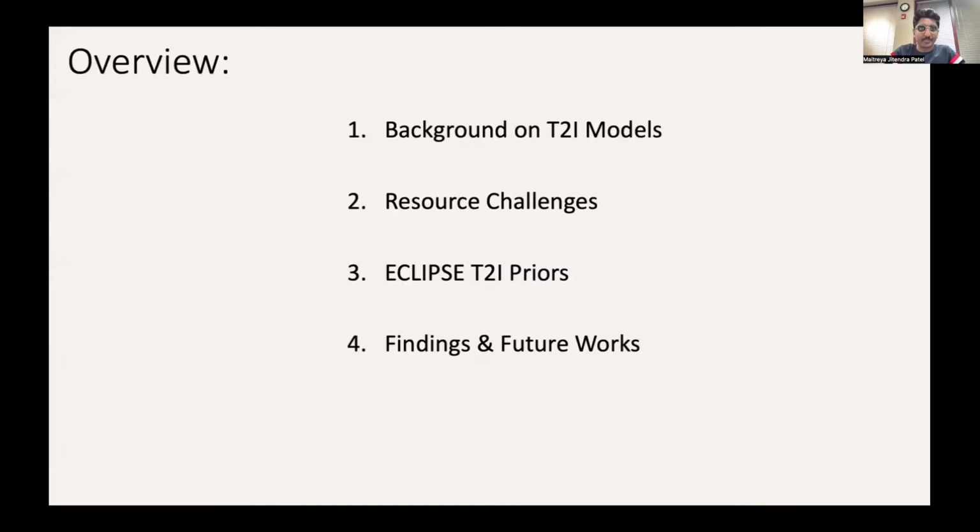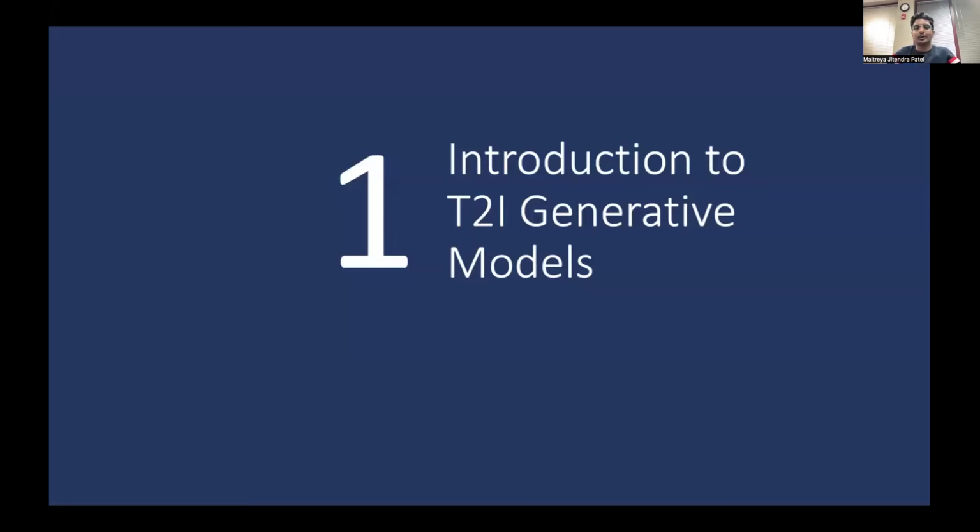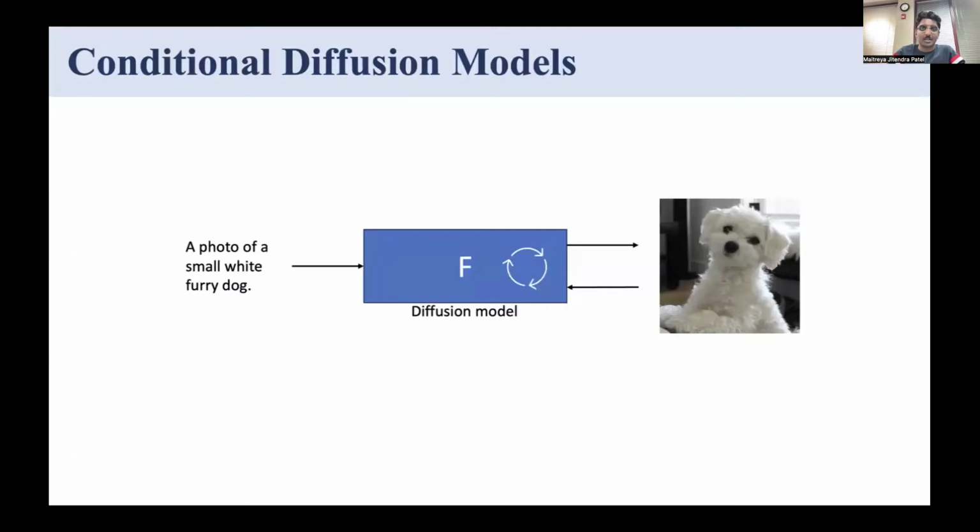Today I will be discussing the challenges associated with the resource requirements for text-to-image generative models. So let's first take a quick look at what kind of T2I generative models we are talking about. We all know that diffusion-related T2I models are getting more and more popular these days because of their efficiency in generating better quality images, and at the same time their ability to follow very complex prompts such as a photo of a white small furry dog.